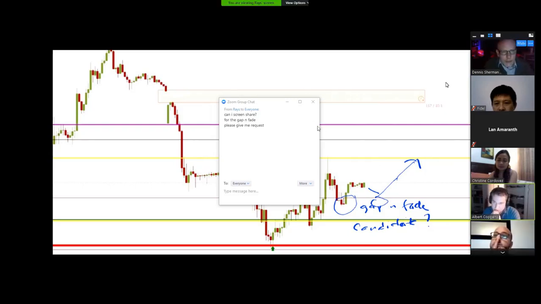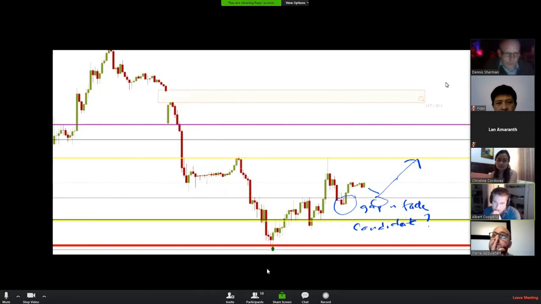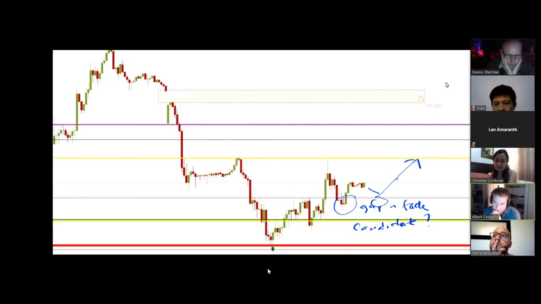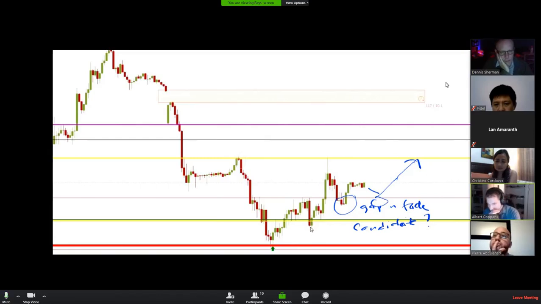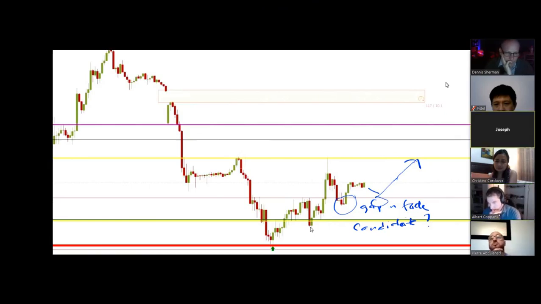Oh yeah, let me have a look at that. Analyze it. Gap and fade candidate. No, it's a hole in it. It's not filled. It's got to go down to that low down here at the bottom. There are 2 opportunities to fill that gap, 3 actually. It's not a filled gap. No.